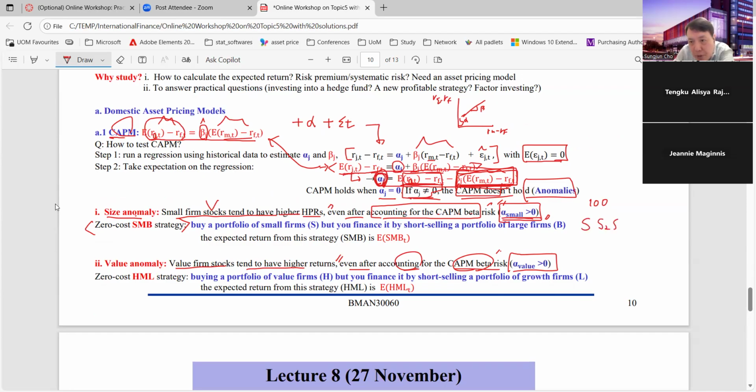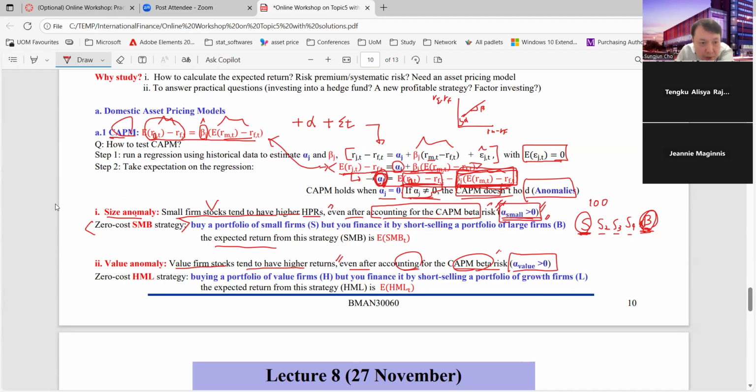We talked about this one during the lecture, right? So S is the one portfolio with the 20 smallest firms. B means the group of 20 firms with the largest capitalizations. So you're going to buy S and finance it by short selling B, right? That's one way of exploiting this small firm anomaly. If you don't have any money, you finance your strategy by buying a group of small firms and short selling the group of large firms.